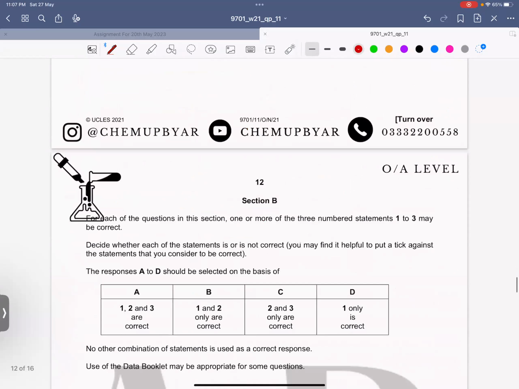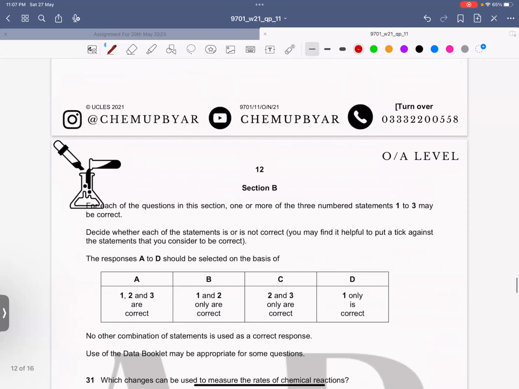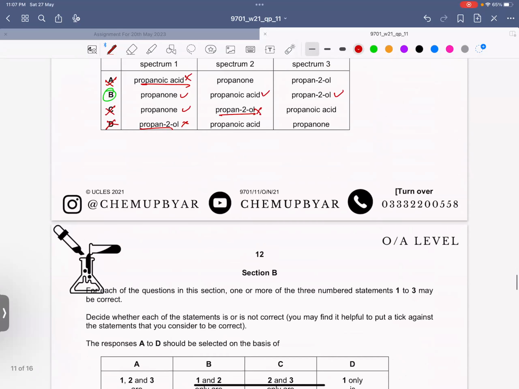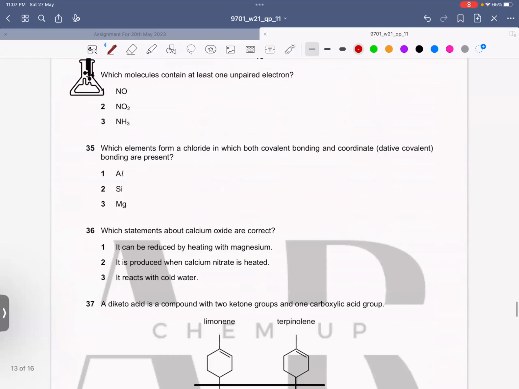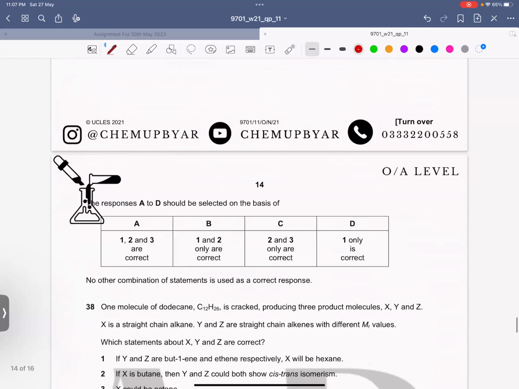Now section B is not part of the syllabus anymore. You are not going to get 10 questions in this manner. That's why we are skipping this.